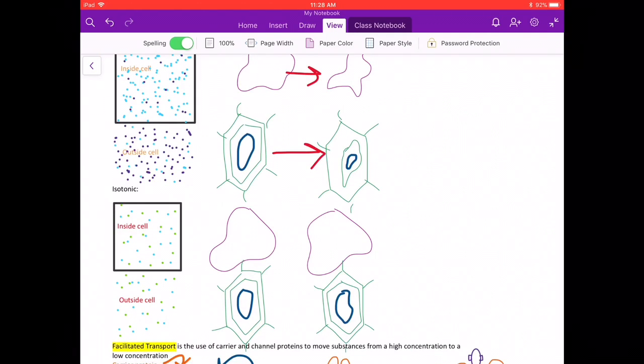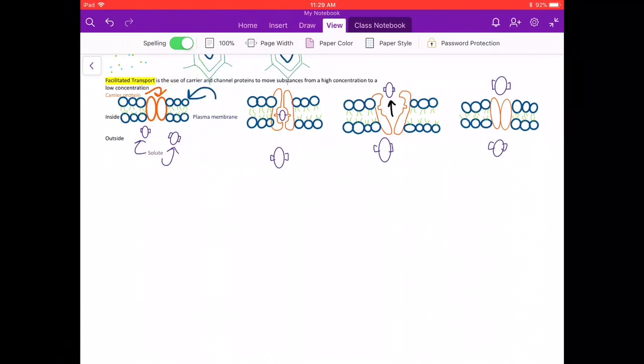The third solution is an isotonic solution. Here, both the concentration of water and solute will be the same inside and outside the cell. Although no net change of water occurs, there is still movement of water across the membrane.